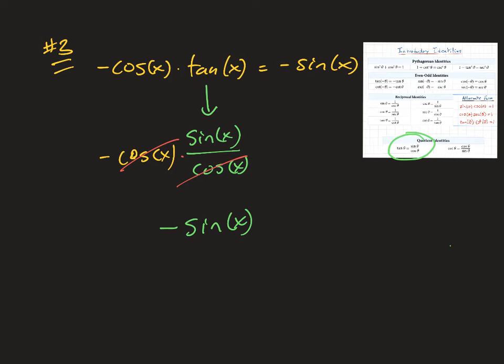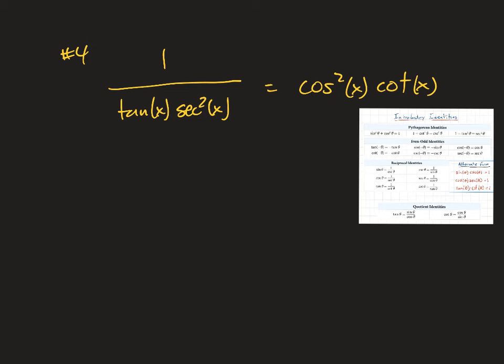So that one, I just use one identity to get to the goal, which was this negative sine of x over here. Pretty straightforward on that one. I just use that quotient relationship, sine of x over cosine of x. I like that problem. All right, let's continue on to number 4. In number 4, I've got 1 over tangent x times secant squared of x, and I'm trying to turn it into this. So I think the best thing for us to do here is look at our reciprocal relationships.